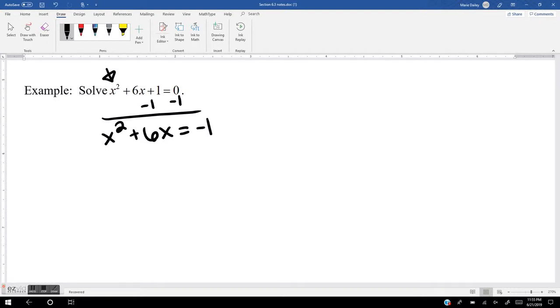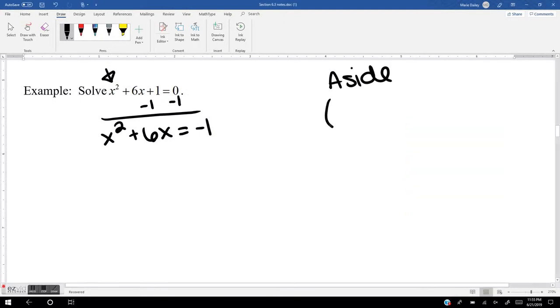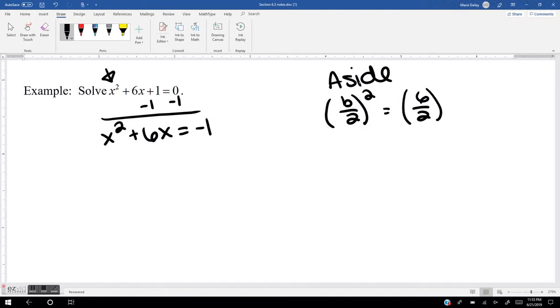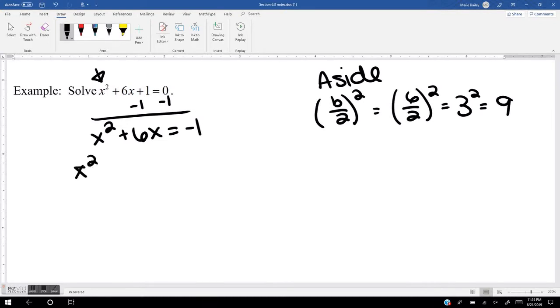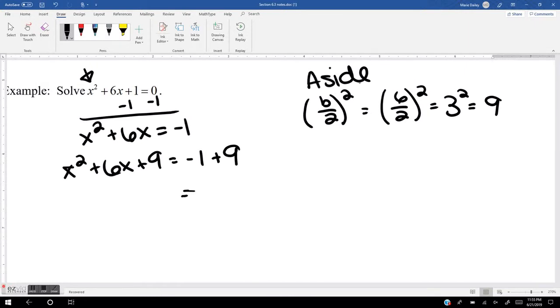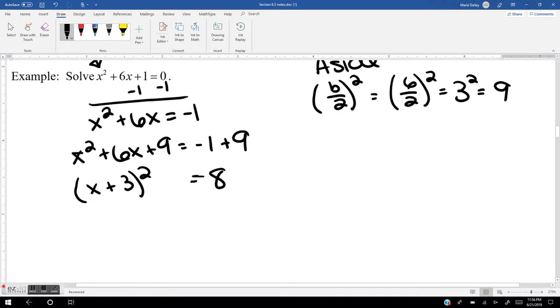Now we're going to create a magic number using the aside. And again, that formula is b over 2 quantity squared. This gives me 6 over 2 squared, which is 3 squared, and 3 squared is 9. So 9 is my magic number. We're going to add 9 to both sides. Now negative 1 plus 9 is 8. X squared plus 6x plus 9 will factor into x plus 3 quantity squared.